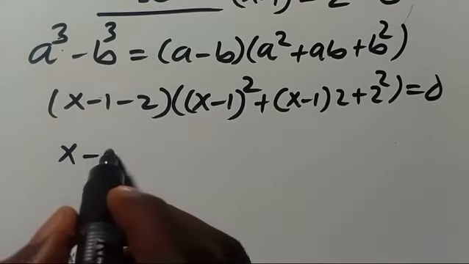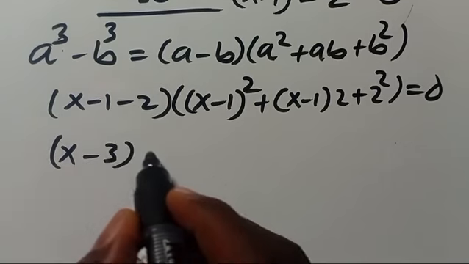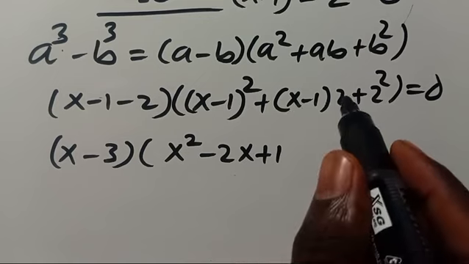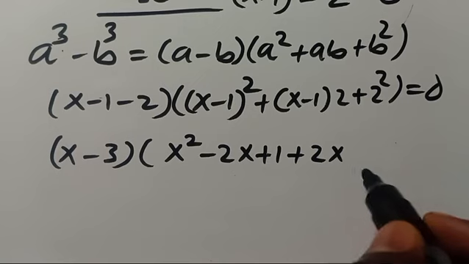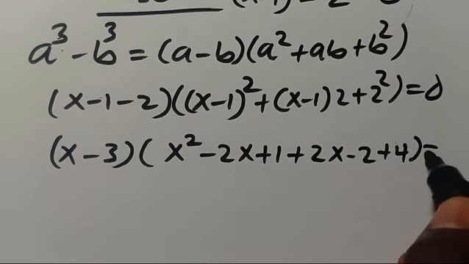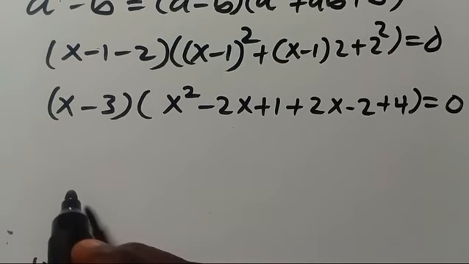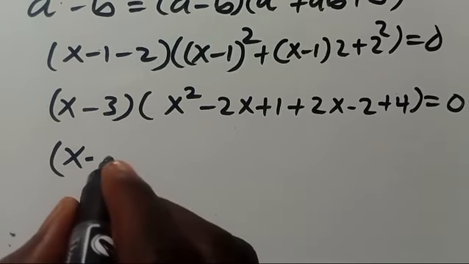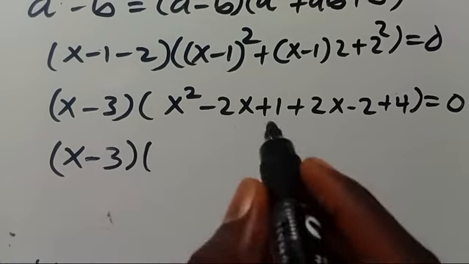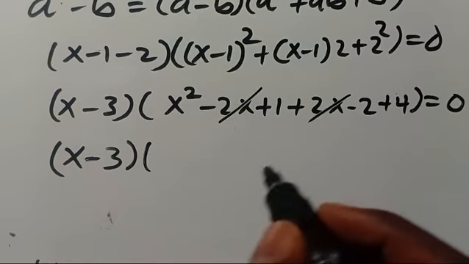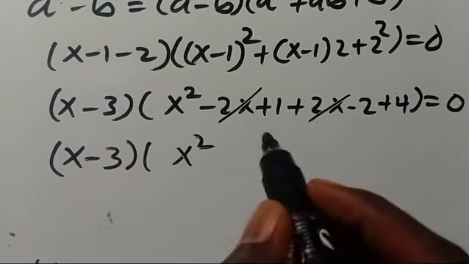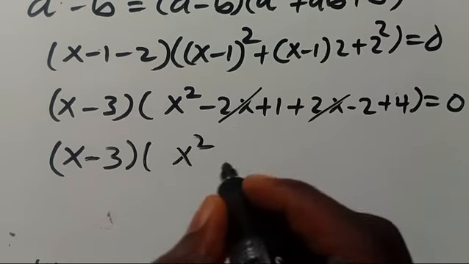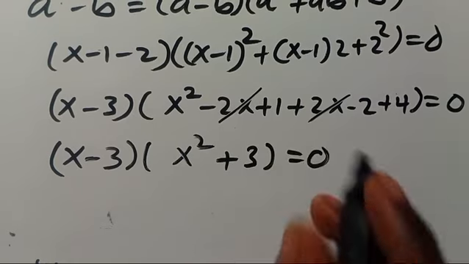So from here we have x minus 3, as minus 1 minus 2 will be minus 3. The expansion of this will be x squared minus 2x plus 1. When you open the bracket with 2, from here we have plus 2x minus 2 plus 4 equals 0. So from here we have x minus 3. This minus 2x plus 2x we cancel out. We have x squared. This minus 2 plus this one will give us 3. 2 plus 1 will give us plus 3 from here equals 0.